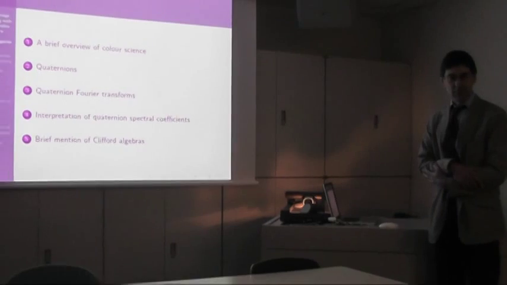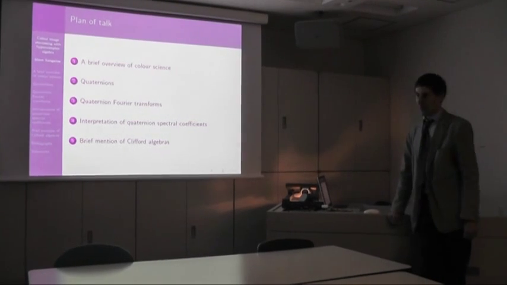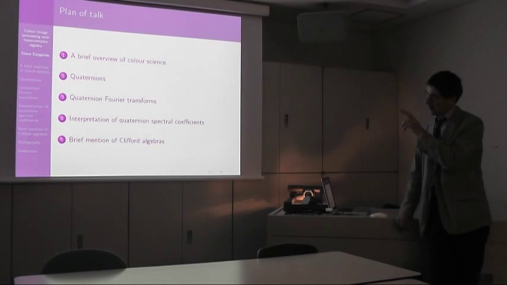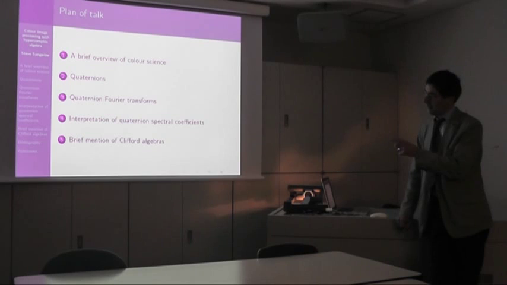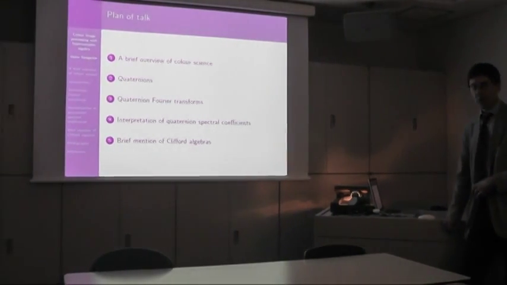Okay, so this talk is really in two parts. It takes some time to explain the first part, which is a brief overview of colour science, because that enables us to make sense of what comes afterwards. And I'll talk about quaternions and quaternion Fourier transforms, which are things I've worked on for 15 years or more, and particularly the interpretation of quaternion spectral coefficients. That is, what does the quaternion Fourier transform represent about a colour image? How does it represent the information that is in the colour image? And towards the end, I'll just have one slide to briefly mention Clifford algebras.